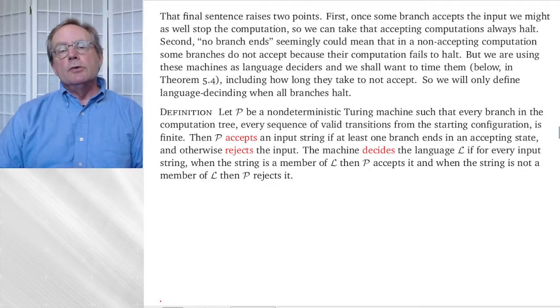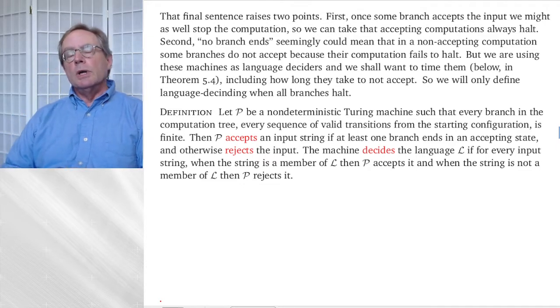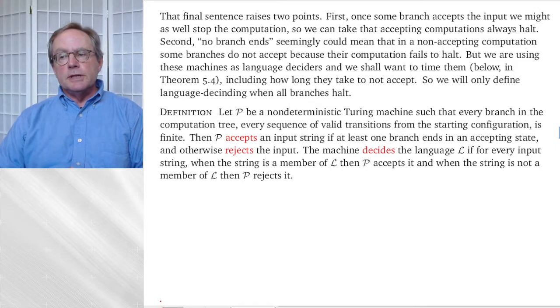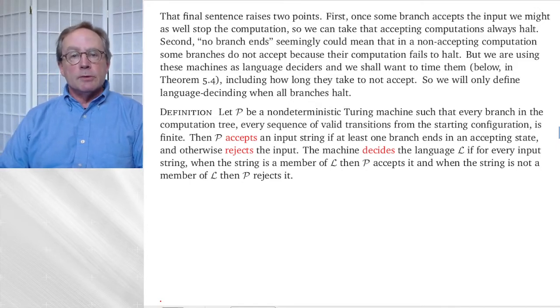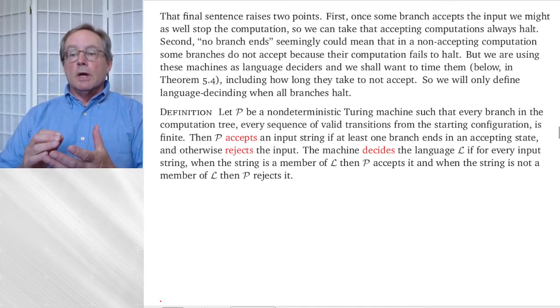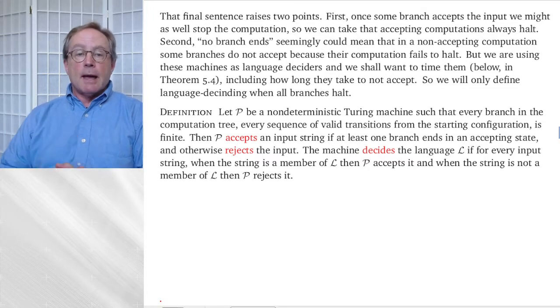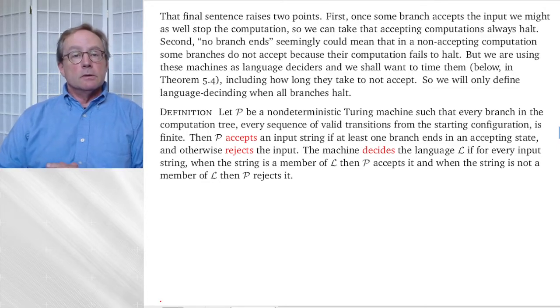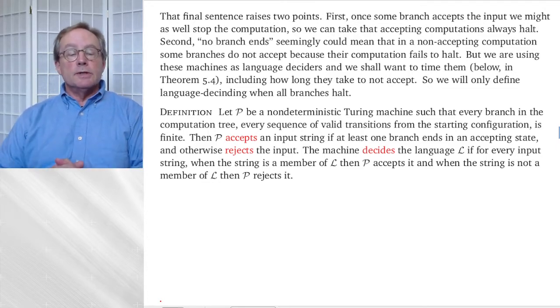But we want to use these machines as language deciders. We want to define a non-deterministic Turing machine in such a way that we can use it as a language decider, and you can't time it if it's going to go on forever. So in the definition that follows, we will require that the machine will only be a language decider if all branches, even the ones that fail to accept, halt. Okay, and that's just a question of we want to be able to time it.